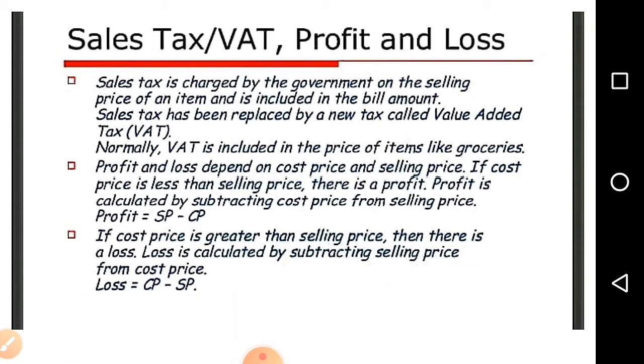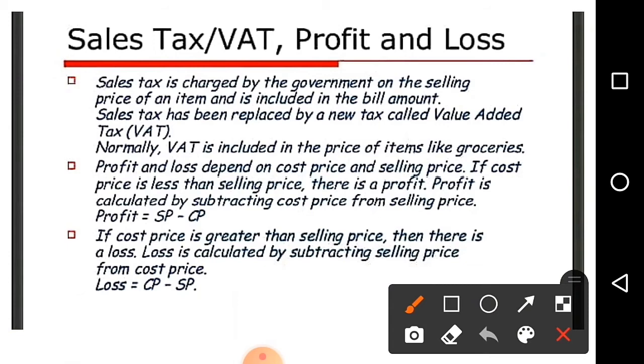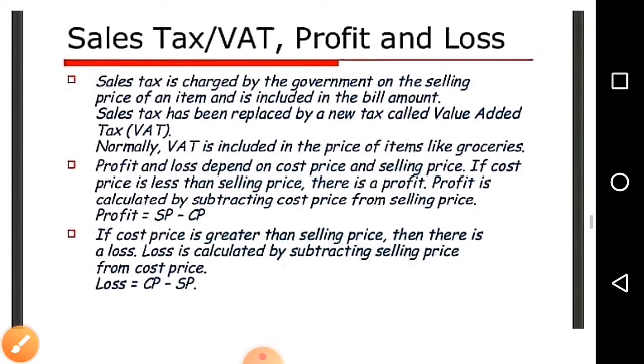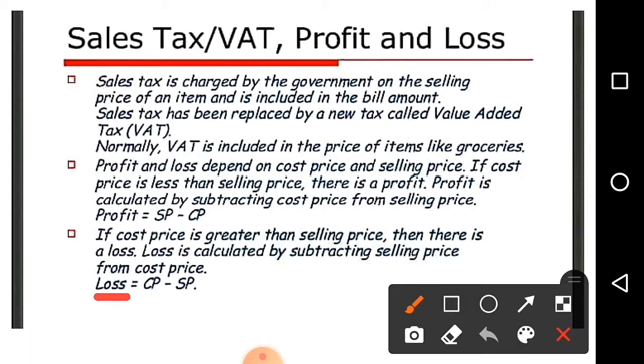So this is the formula for profit, that is SP minus CP. If selling price is greater, then that is a profit. If cost price is greater than selling price, then there is a loss. Loss is calculated by subtracting selling price from cost price. So loss is equal to CP minus SP. This you have already gone through in the previous class. Also you have done how to find profit and loss.